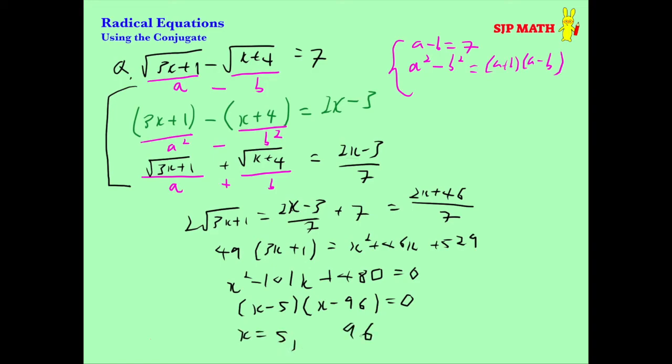Okay, but we have to be careful. These are not the two solutions, because we have to plug them back in. If we put 96 in, then this will be the square root of 289 minus the square root of 100, which is 7. But if we put in 5, this will be the square root of 16 minus the square root of 9, which is not 7. So surprisingly, we got two solutions. We did the correct math, but this solution doesn't work.